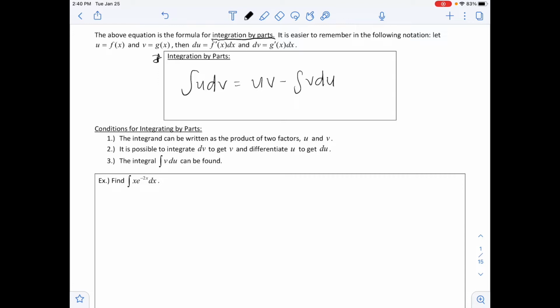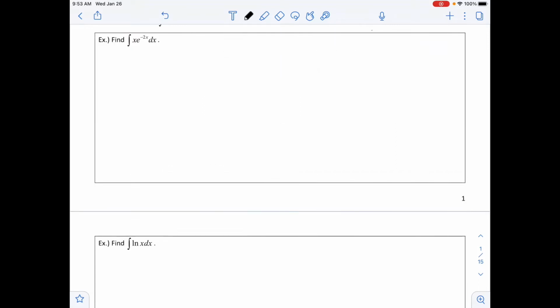So, conditions for integration by parts. The integrand can be written as the product of two factors, which we're going to call u and dv. It's possible to integrate dv to get v and differentiate u to get du. And the integral of v du can be found.